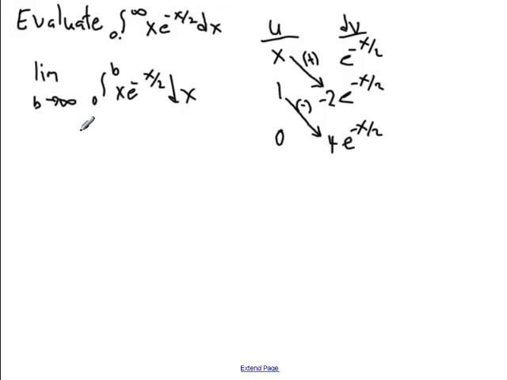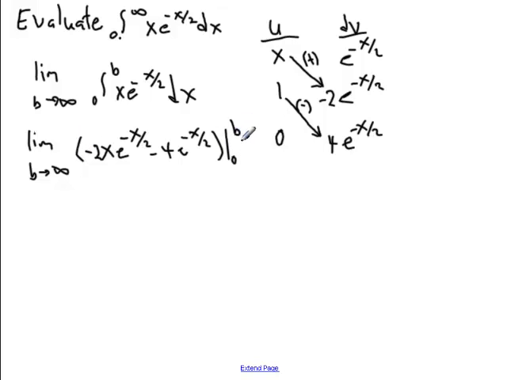And that means our antiderivative is going to be negative 2x e to the minus x halves minus 4 e to the minus x halves. And of course, we're still running the limit as b goes to infinity upon us evaluating between 0 and b.